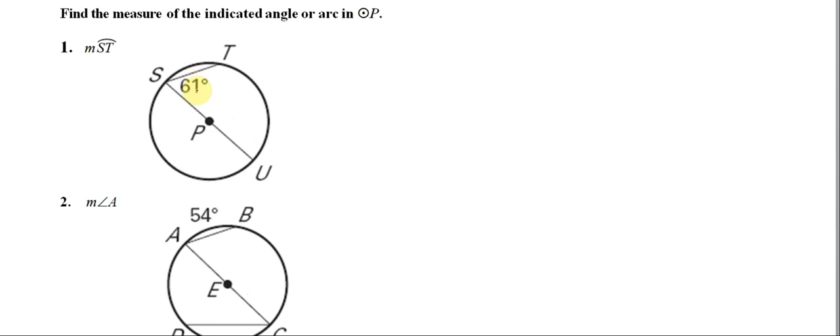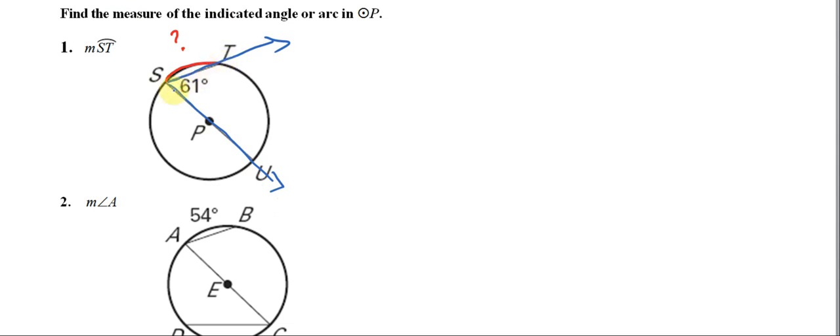We know the measure of this angle here is 61 degrees, and we're asked to find the measure of arc ST. This is the one that we're looking for. There are many different ways to solve this problem, but I'm going to use a method based on what we've been doing already. First, using this angle here, I'm just going to extend it a little bit further. This is an inscribed angle.